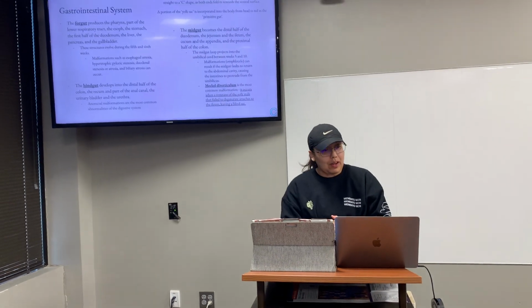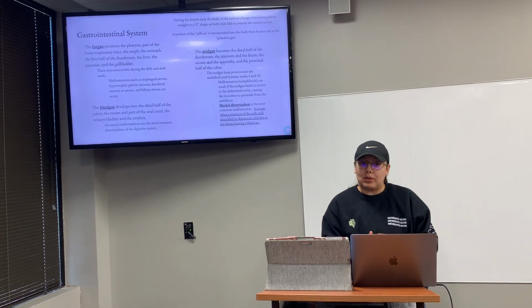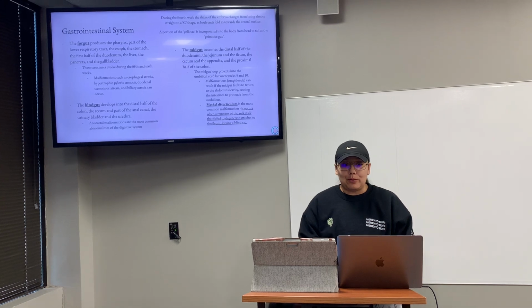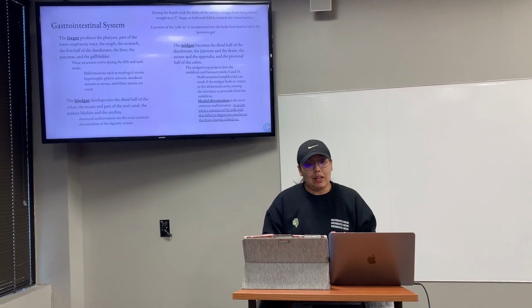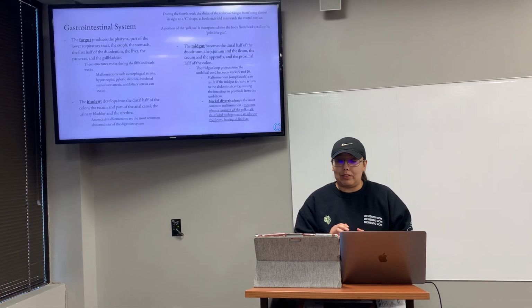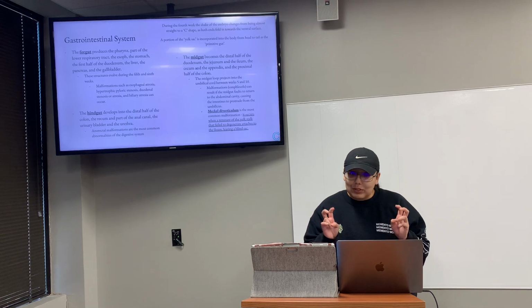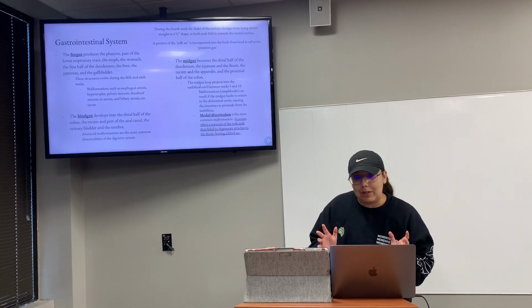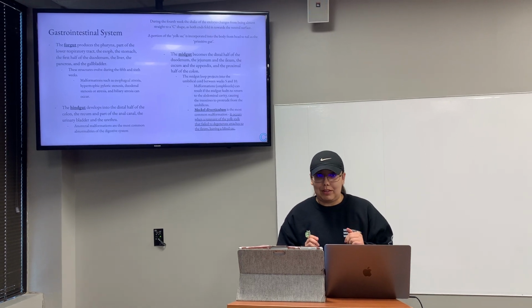Okay. So I have the gastrointestinal system. So the foregut, well, mind you, during the 4th week, the shape of the embryo changes from being almost straight to like a C shape as both ends fold towards more of the ventral surface. So this is where the 3 factors come in. A portion of the yolk sac, which is a weird name in my opinion, is incorporated into the body from head to tail as the primitive gut.